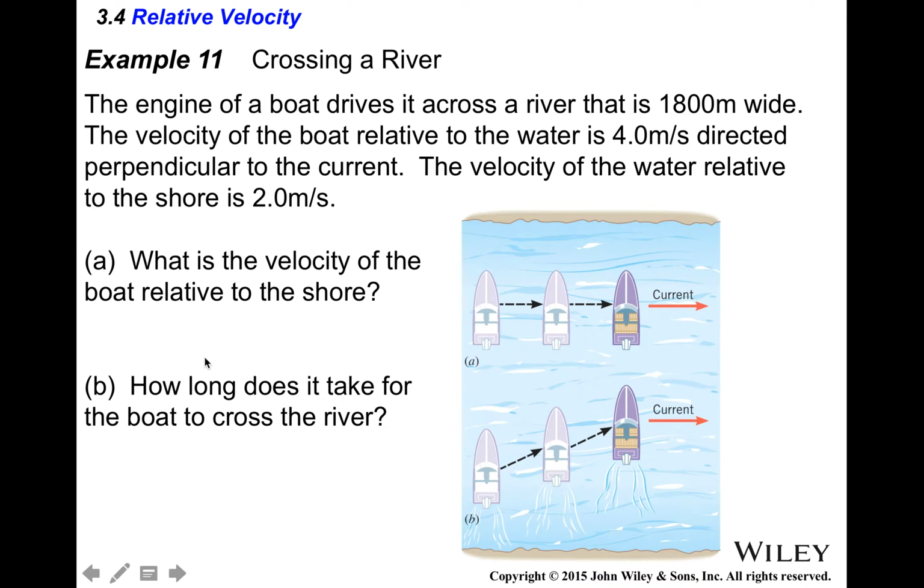Okay, so now let's look at a boat. It's not trying to go across the water. It's just drifting along with the current. So there it is, drifting with the current. Okay, and so the velocity of the water.